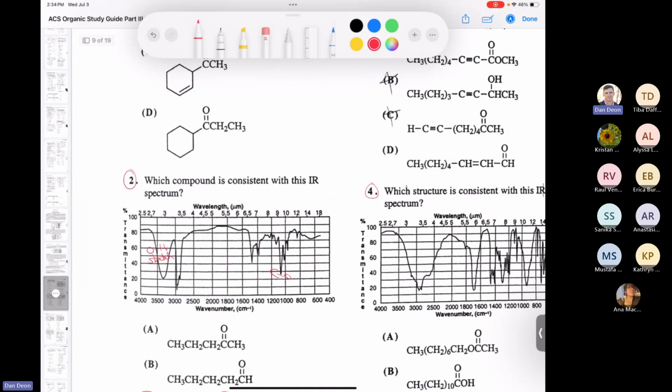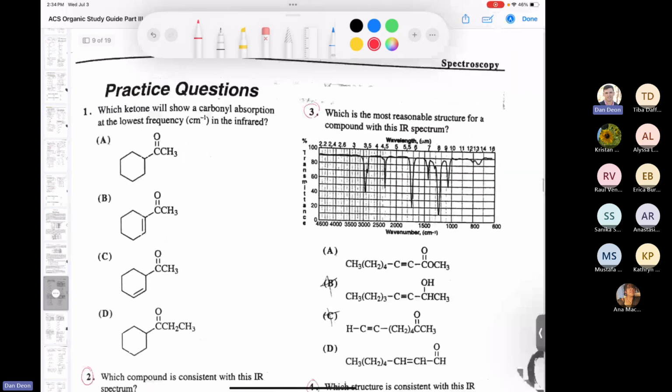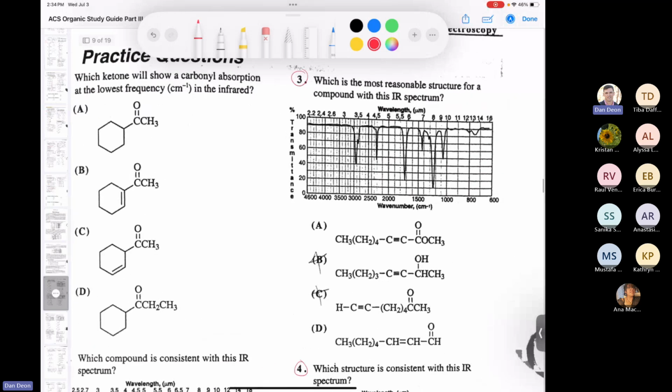Okay, if we go over to number 3, it says, which is the most reasonable structure for a compound with this infrared spectrum? Well, let's see. You can see that we have no alcohol. There's no carboxylic acid. So we can cross this compound off because it's an alcohol. You can see that there's a carbonyl here. So there's a C double bond O stretch right here. So there's a carbonyl in the compound.